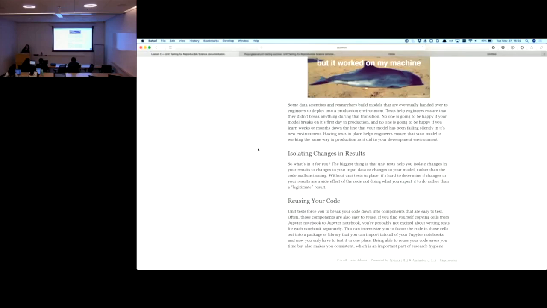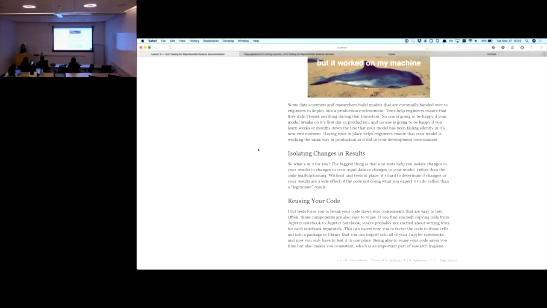So having unit tests in place, trying to really, really robustly test all of the pieces of my code around getting my model set up and getting my model run, getting those really, really well tested, gives me more confidence that changes in my results are real.